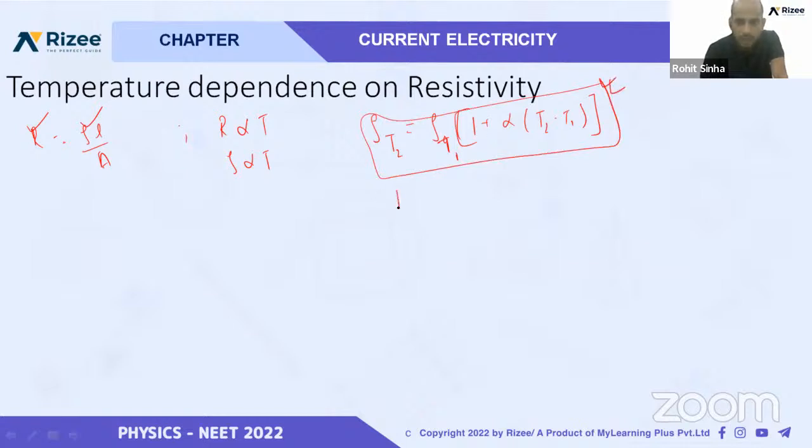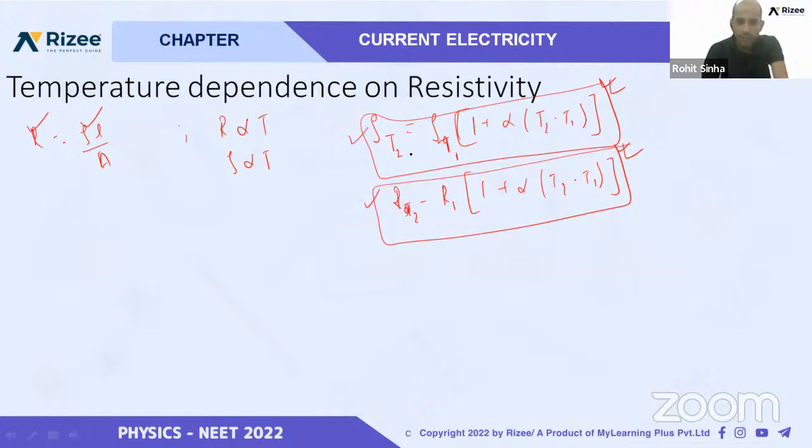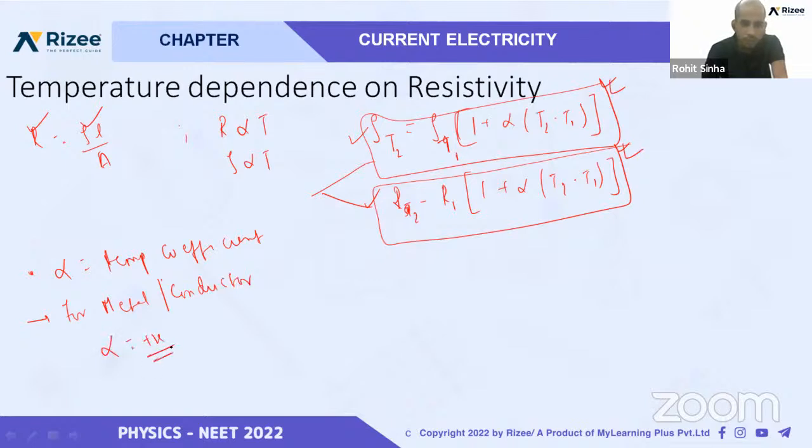And similarly, we can say R2 equals R1 into (1 plus alpha (T2 minus T1)). This is the formula of resistance. Now, we know the resistivity and resistance formulas depend upon temperature. Derivation is not required. The first important thing we can conclude from here: alpha is the temperature coefficient. For any metal or conductor, alpha is positive, a positive temperature coefficient, and for a semiconductor, alpha is negative.